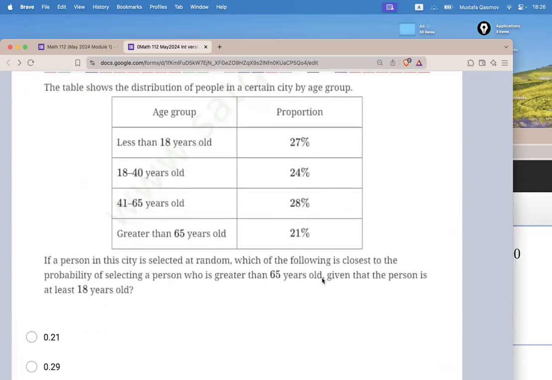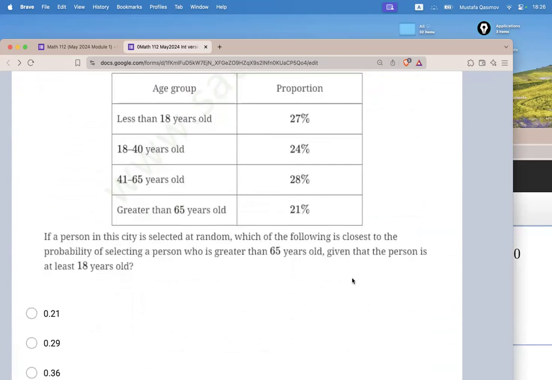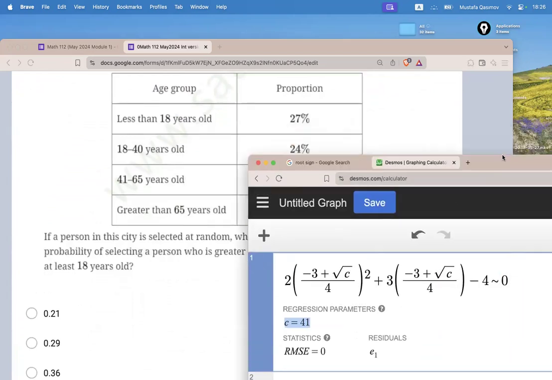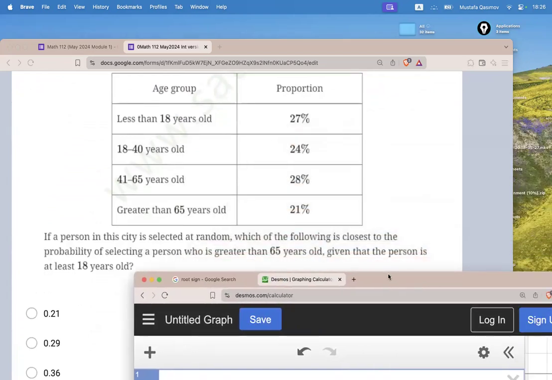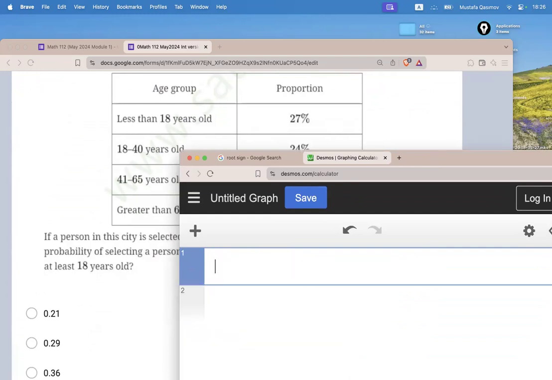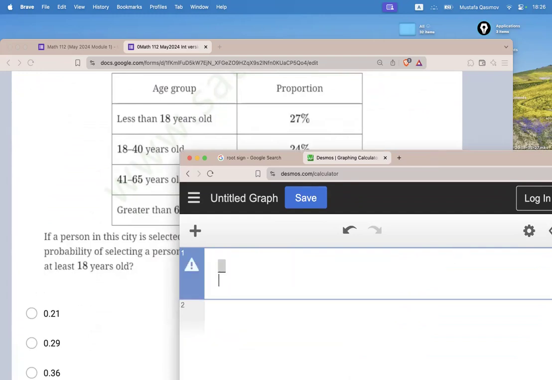7, when we have givens, be careful. When we have givens, you have to read the second part first. The person is at least 18 years old. We have to read this part, and we have to write it to the denominator here.